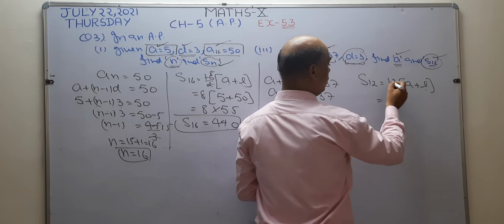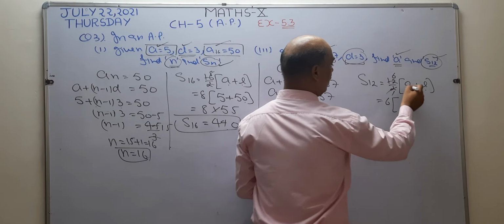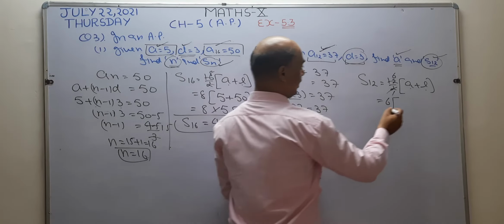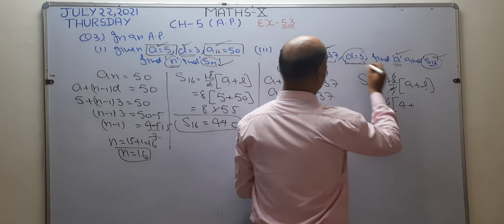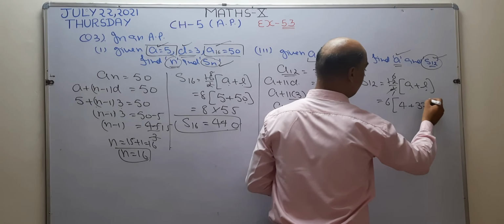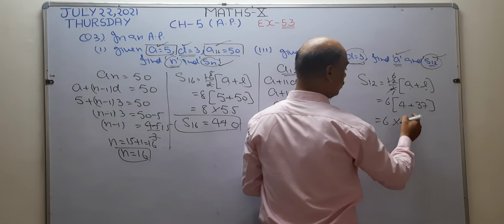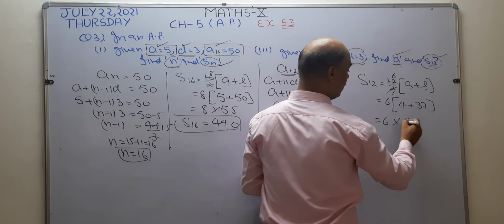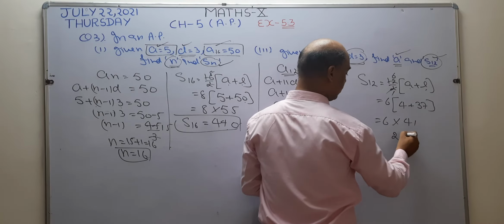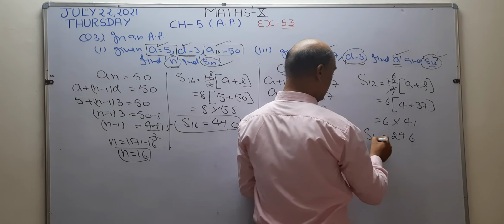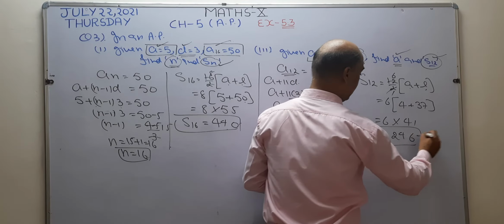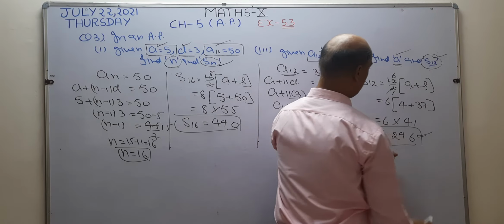In the same way, 2 1s are 2, 2 6s are 12. This becomes 6. The value of a is 4, right here 4. The last term is 37, right here 37. Now 6 into 37 plus 4 becomes 41. 6 1s are 6, 6 4s are 24. So the sum of the 12 terms of an AP becomes 246. This is the answer to this question.